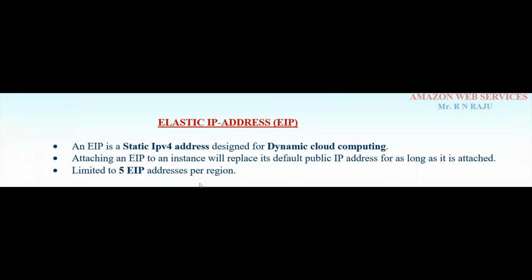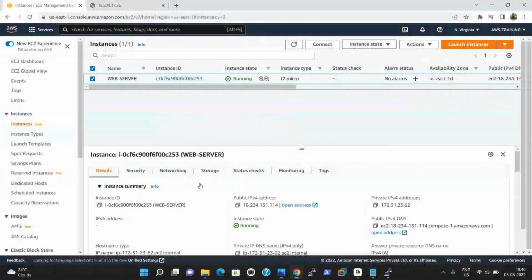And what is the limit for Elastic IP addresses per region? You can create 5 Elastic IP addresses. Then how to create an Elastic IP address and how to attach it to an instance, now I will show you. Generally, this is the public IP address. Then if you watch it, it shows Welcome to AWS. Now the previous IP address is not working because of the stop and start.